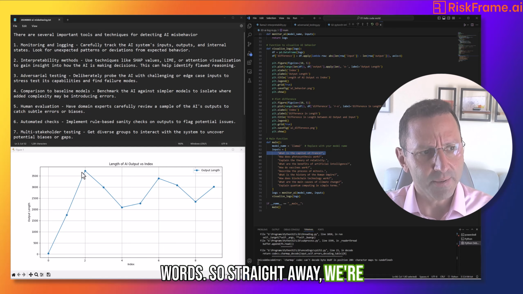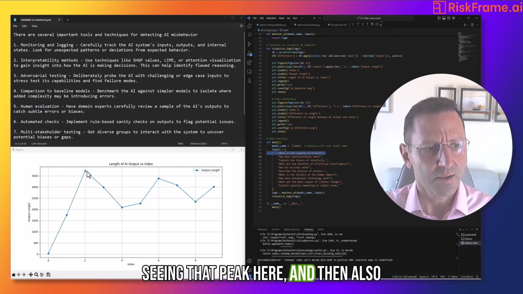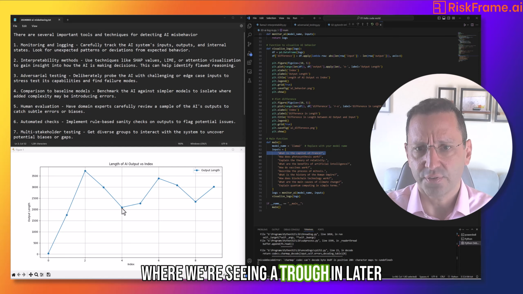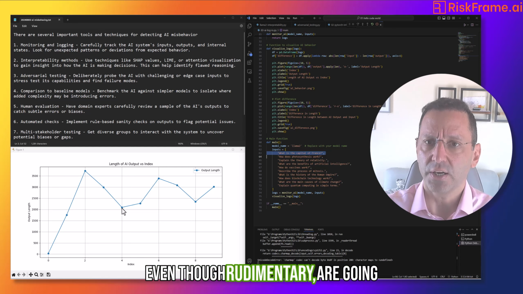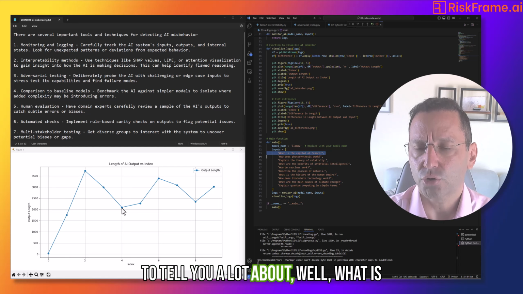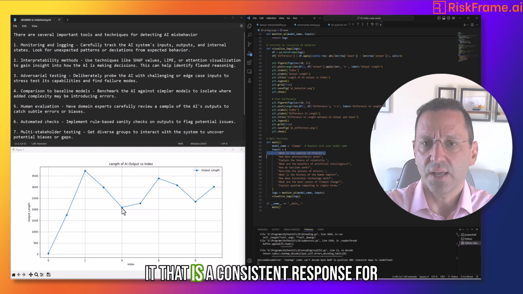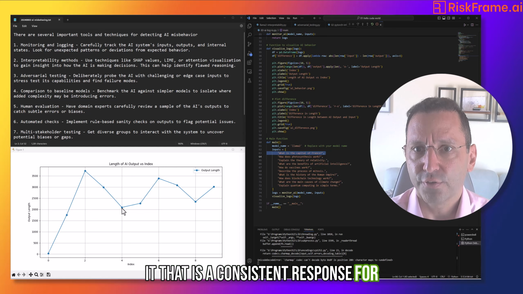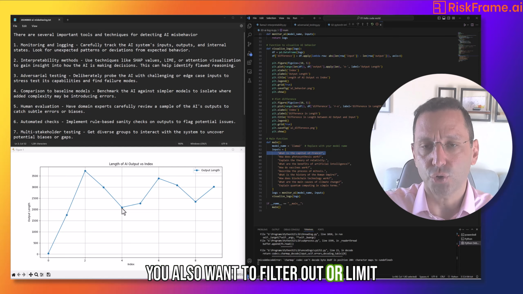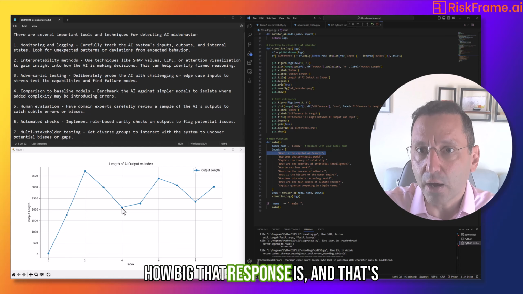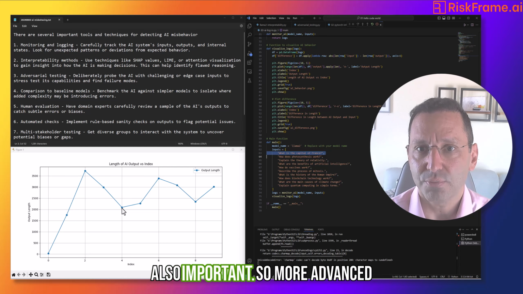So straight away, we're seeing that peak here, and then also we're seeing a trough in later responses. Those peaks and troughs, even though rudimentary, are going to tell you a lot about what is a consistent response for your model. In some cases, you also want to filter out or limit how big that response is, and that's also important.